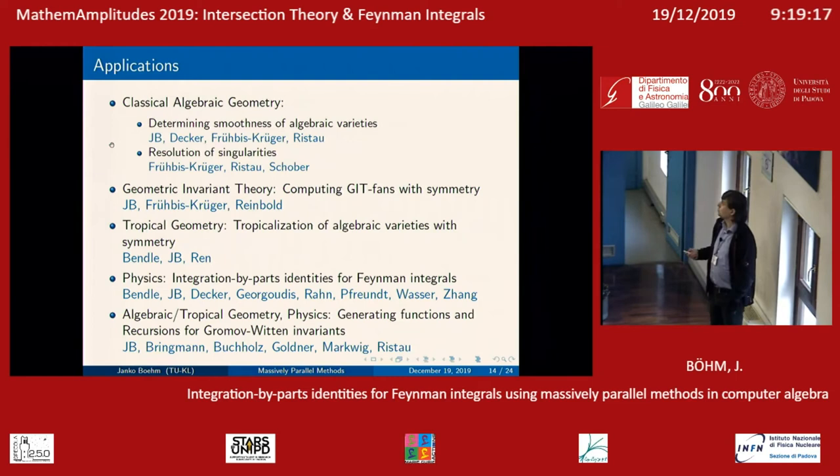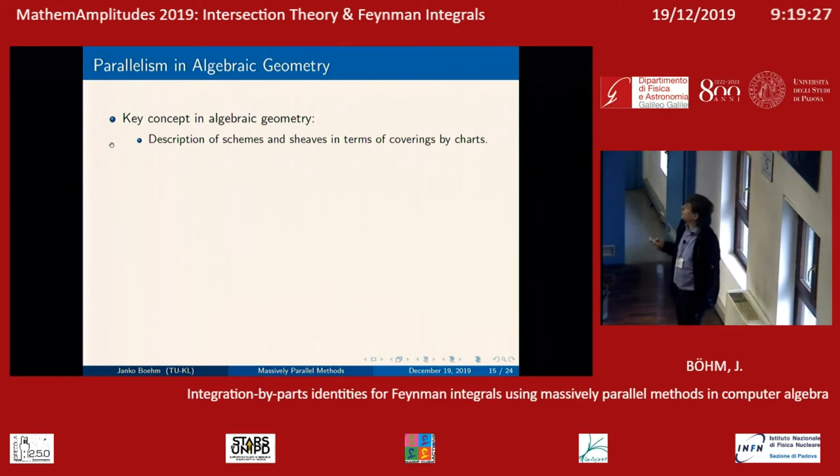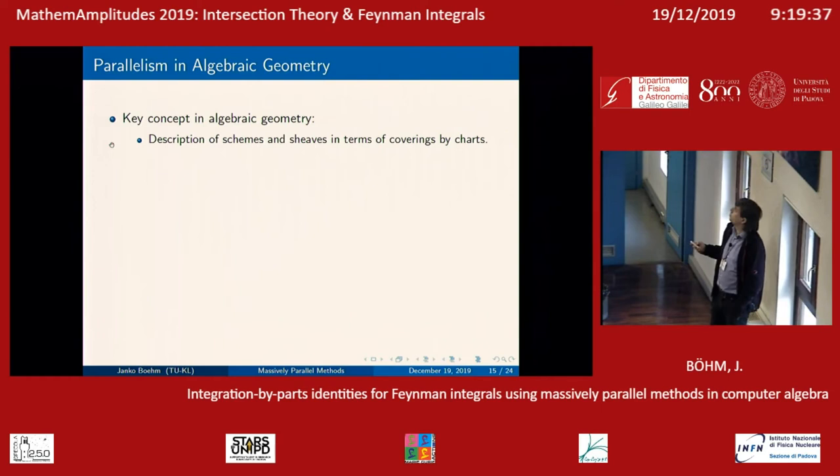Yeah, so let's quickly go back and think a little bit about this classical application. Parallelism in algebraic geometry, we said, comes from the use of charts. This is one source of parallelism, and it mirrors the idea to describe schemes in terms of charts and glue these charts together to get a more complicated object, and this idea of sheaves and vector bundles and so forth. And then, of course, you want to relate global properties to local properties in the charts, and this is a non-trivial problem.